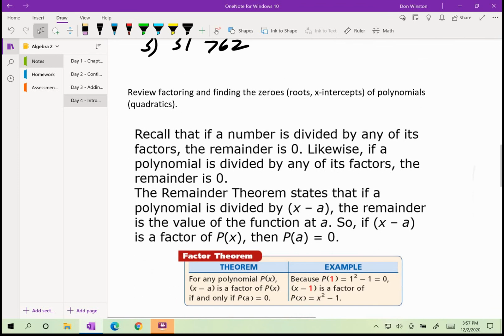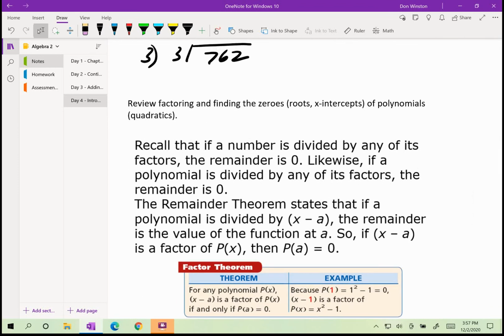Okay. Now let's review factoring and finding the zeros. The zeros we also call the roots or the x-intercepts. The x-intercepts is where the graph crosses the x-axis. The zeros, x-intercepts, stuff we learned last trimester of polynomials. So we're going to review factoring and finding the zeros of polynomials.